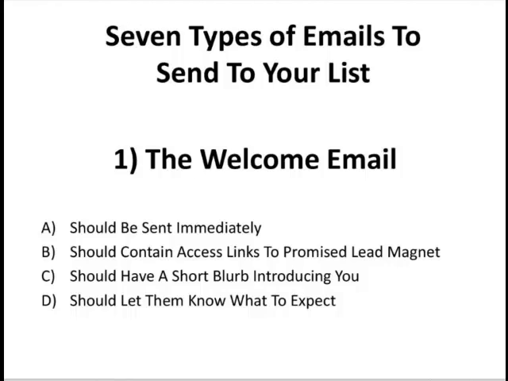So let's talk about the 7 different types of emails that you should be sending. Obviously, the very first one should be the welcome email. This email should be sent out immediately. It shouldn't be delayed. It should be set in your autoresponder to go out immediately as soon as somebody subscribes. And it should contain the access links to the promised lead magnet that you are offering them to get them to subscribe to your list.